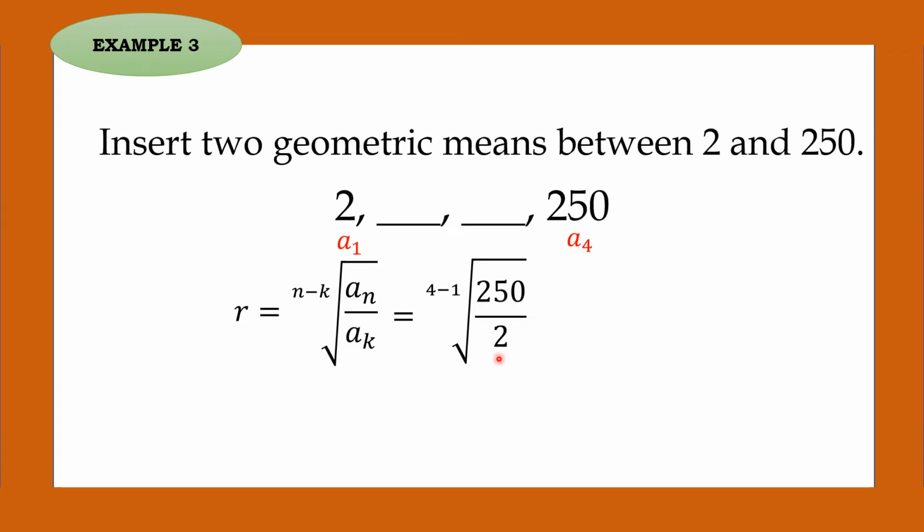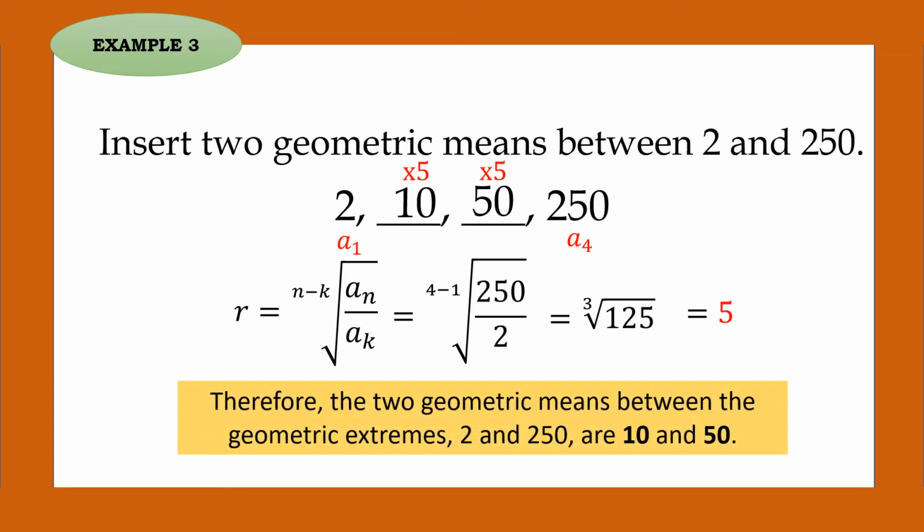Simplifying 250 over 2 and 4 minus 1, it will give us the cube root of 125. So the cube root of 125 is equal to 5. So it means that the common ratio is equal to 5. We can use that common ratio to multiply it to the first term. So the second term is 10, multiplying again 10 by the common ratio, so we have 50. So it means that the two geometric means between the geometric extremes 2 and 250 are 10 and 50.